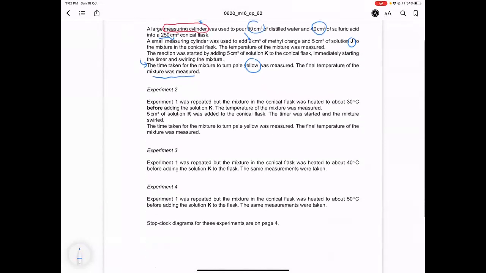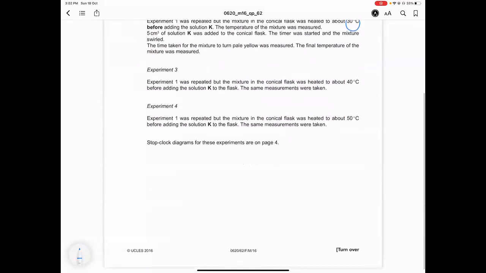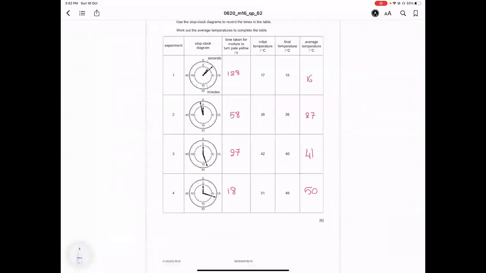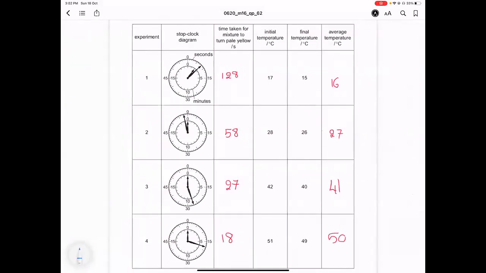He repeats the experiments at different temperatures, and then he asks you to take the readings of the stop clock diagrams. So for experiment 1, it took 128 seconds. The average temperature was 16. To calculate the average, you add the final and the initial temperature over 2. 58 with 27, 27 with 41, 18 with 50.